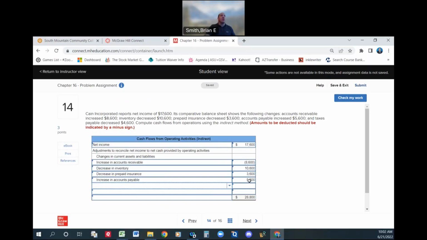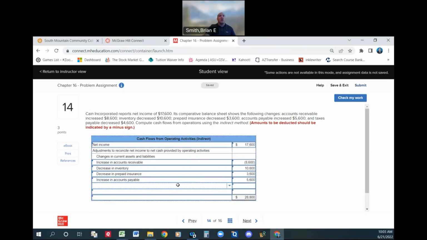Sorry, I'm kind of just going through it and I should stop and explain it. These are all current assets right here: prepaid insurance, inventory, and accounts receivable. If they increase, we're going to decrease our net income. If they decrease, we're going to increase our net income. Conversely, with current liabilities, which is increasing accounts payable, accounts payable is a current liability. With an increase, we're going to increase net income. And with a decrease, we're going to decrease net income.